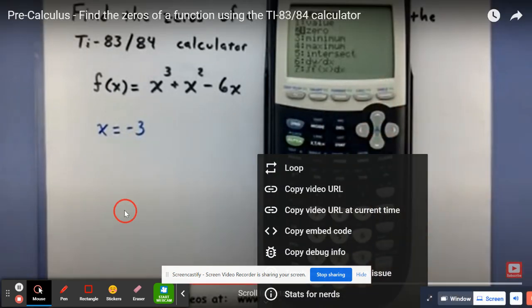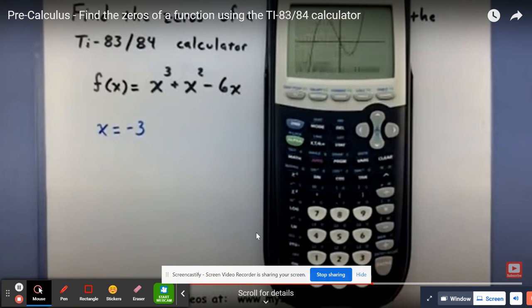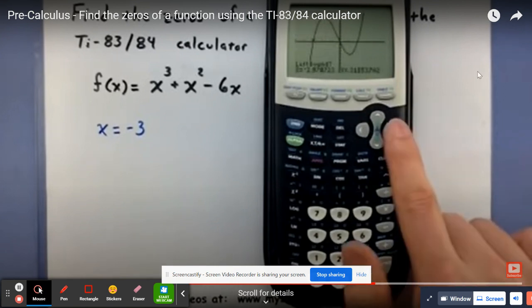Here's what I'm going to tell you. You are using the second trace button. You hit second trace, and then number 2, it says zero. Second function trace, and then when you press number 2, you're choosing the zero. You have to give it a boundary. You have to give it a zero boundary. The calculator can't do all of the thinking for you.